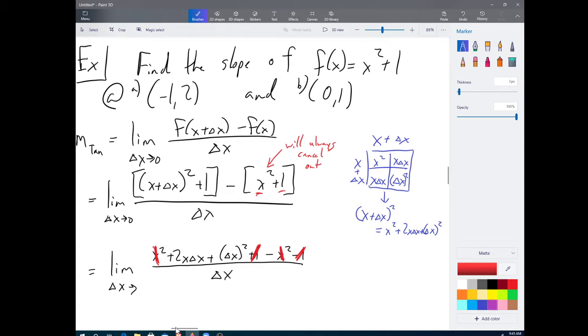Alright, and what Keaton said now is I do have a delta x in every term. That's going to be the same thing. Oh, I forgot the 0 over here again. As delta x approaches 0, 2x delta x over delta x plus delta x squared over delta x. So you can see that you're going to have something cancel from each of them.